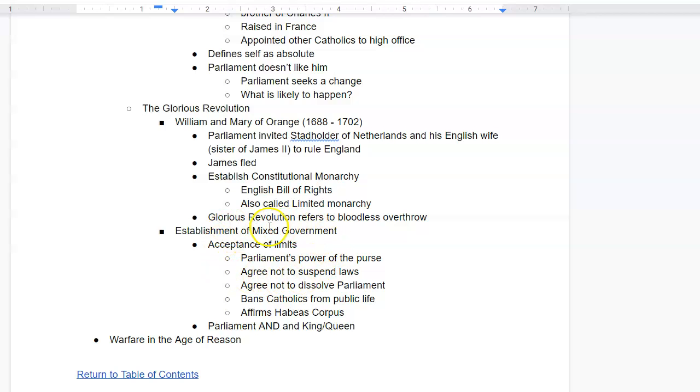They accept limits to their power, such as the power of the purse, not to suspend laws or dissolve Parliament. They do agree to ban Catholics from high office, and they affirm the right of habeas corpus. And this firmly establishes a mixed government where Parliament and the king and queen both have meaningful power.